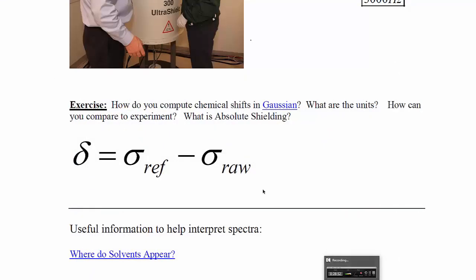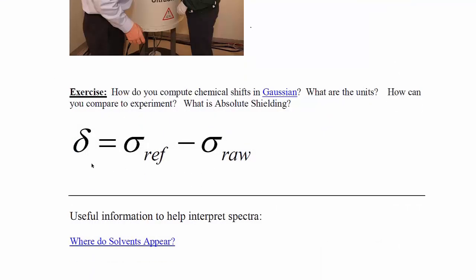So to sum up the simple equation for that, the chemical shift is calculated, if you're using Gaussian, from the raw shielding of the reference, that's what the sigma is here, minus the raw shielding coming from the sample itself. And that difference is the chemical shift that we would observe in the experiment.